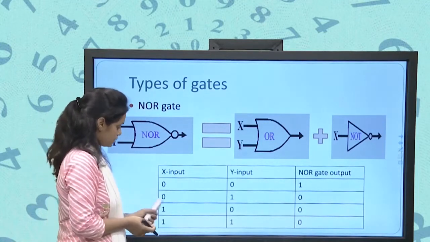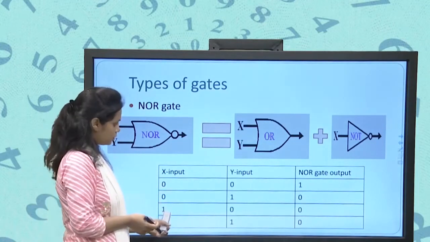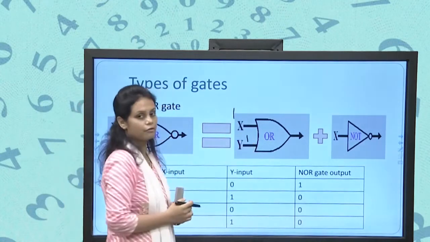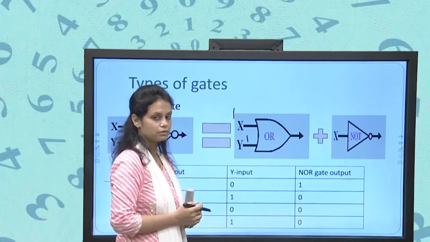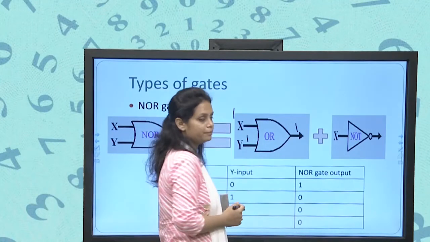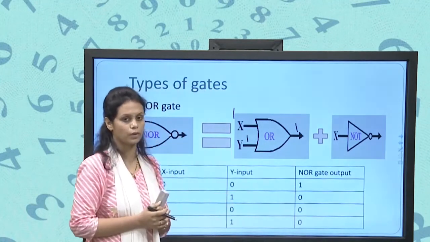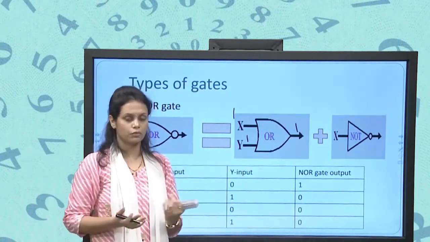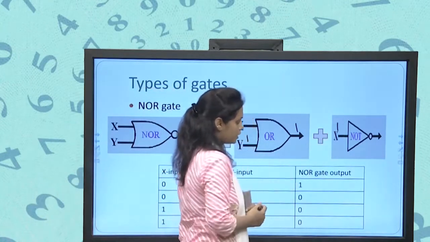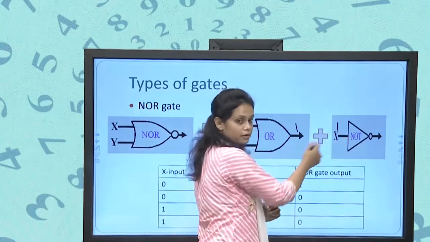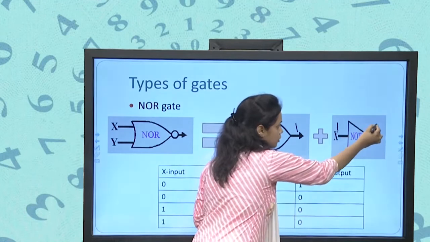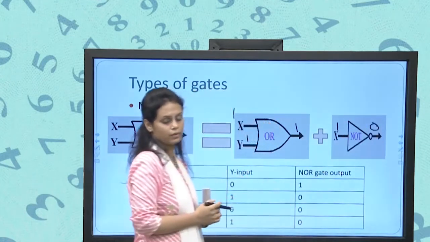In the last we are having x input 1, y input 1. First of all it will perform the OR operation by using the OR gate. What is the output? The output is 1, because there are two ones. If at least one input is 1, then the output is 1. Now it will pass over here. Now the input of the NOT gate is 1, so the output of the NOT gate is 0, right.